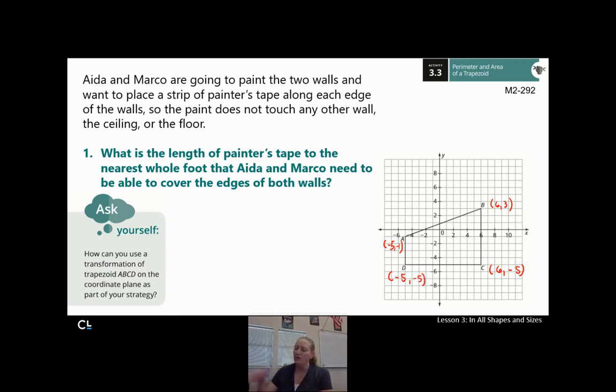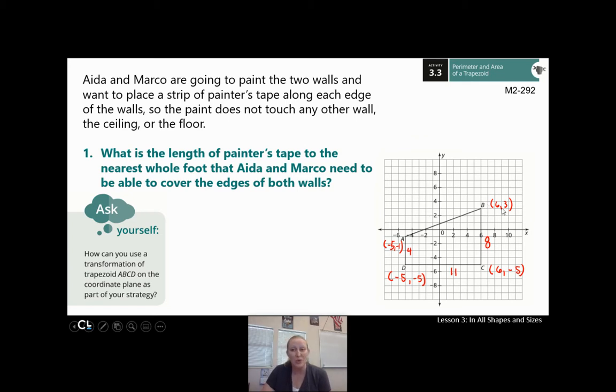So I'm just making a quick note of this here, and here's why. If I want to find the length of painter's tape that's going all around the edge, I'm looking for the perimeter. And some of these sides are really easy to find because I can just count them. Side BC, 1, 2, 3, 4, 5, 6, 7, 8 feet over here. Side DC, 1, 2, 3, 4, 5, 6, 7, 8, 9, 10, 11 over here. And side AD is also pretty easy to count, 1, 2, 3, 4, boom. Problem is side AB, because it's slanted, I'm going to have to use the distance formula. So that's why I went ahead and wrote down the points.